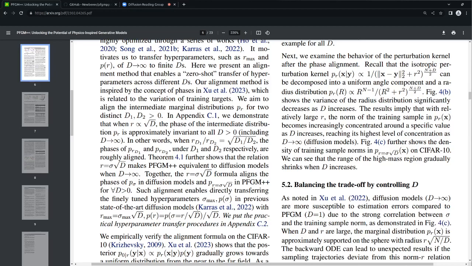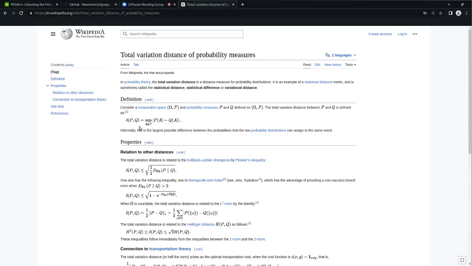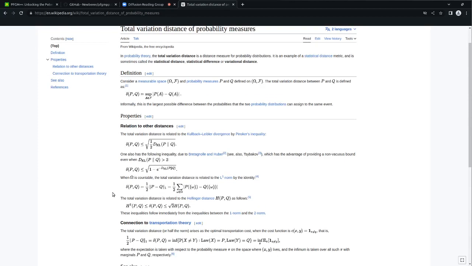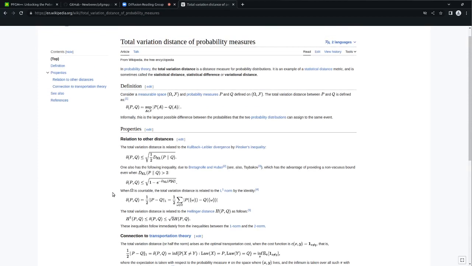Actually, I was looking it up on Wikipedia, so I can copy the link. Yes, the supremum over all the possible events, the largest difference between the probabilities. You can think of it as being bounded by the Kullback-Leibler divergence, or technically its square root, and you have some other bounds. So it's just a distance with respect to a uniform distribution.